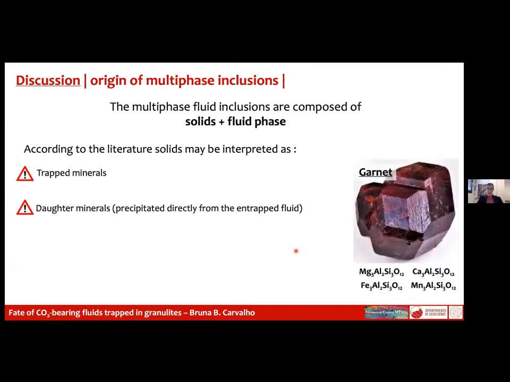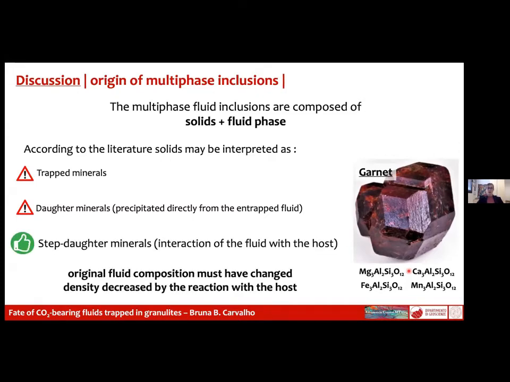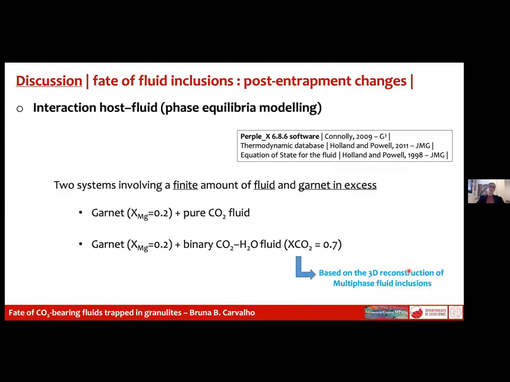What we do see is that the host garnet contains abundant amounts of the cations needed to form these inclusions. So there is a possibility that these minerals are stepdaughter minerals and result from the interaction of the fluid with the host. And in this case, the original composition must have changed and the density decreased by the reaction with the host. And in order to investigate this hypothesis further, we did phase equilibrium modeling with Perple_X. We considered two systems involving a finite amount of fluid and garnet in excess. In the first system, we used a pure CO2 fluid, more or less similar to what is happening in Athabasca.